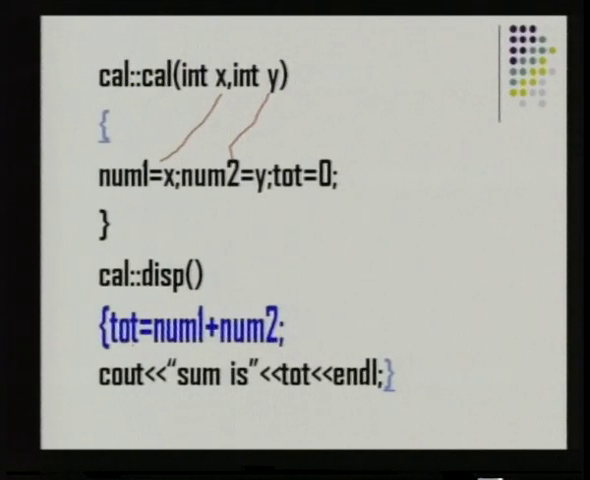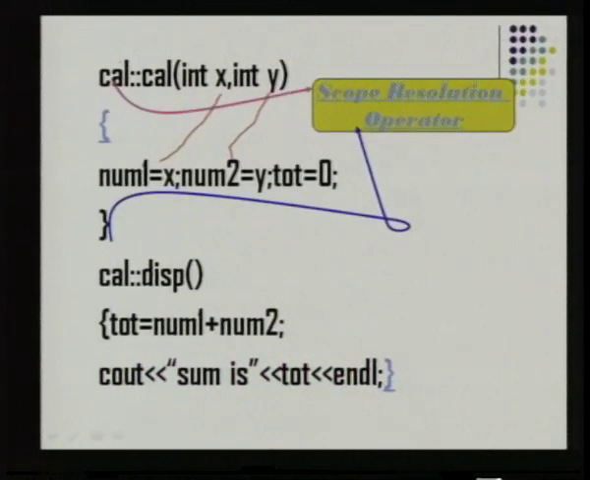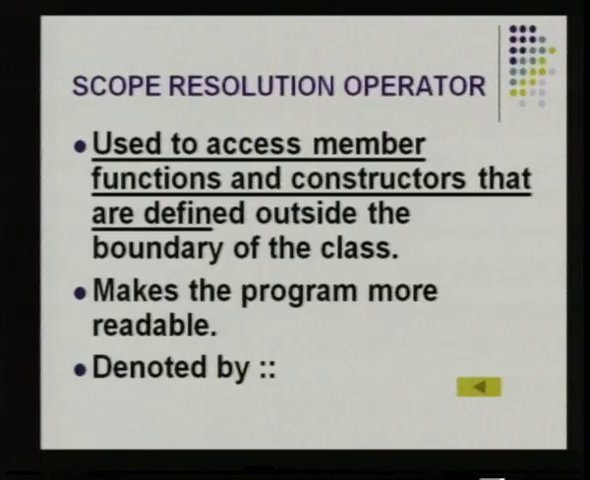Here you are summing up; this is just a program to add two numbers. You are summing up the two numbers num1 and num2, assigning it to the tot variable, and displaying the sum. Now, these two colons are called the scope resolution operator. As I mentioned, these two colons have a technical term called scope resolution operator. So, what is this scope resolution operator? This is used to access member functions and constructors that are defined outside the boundary of the class.